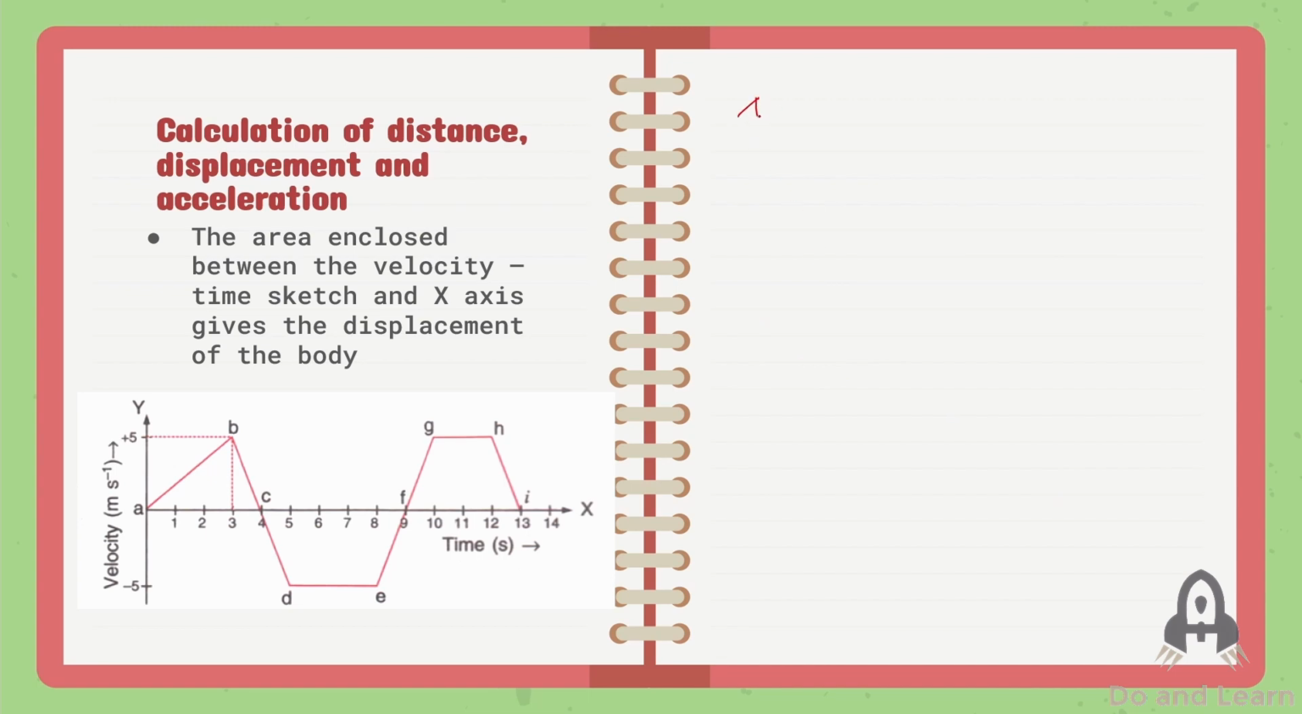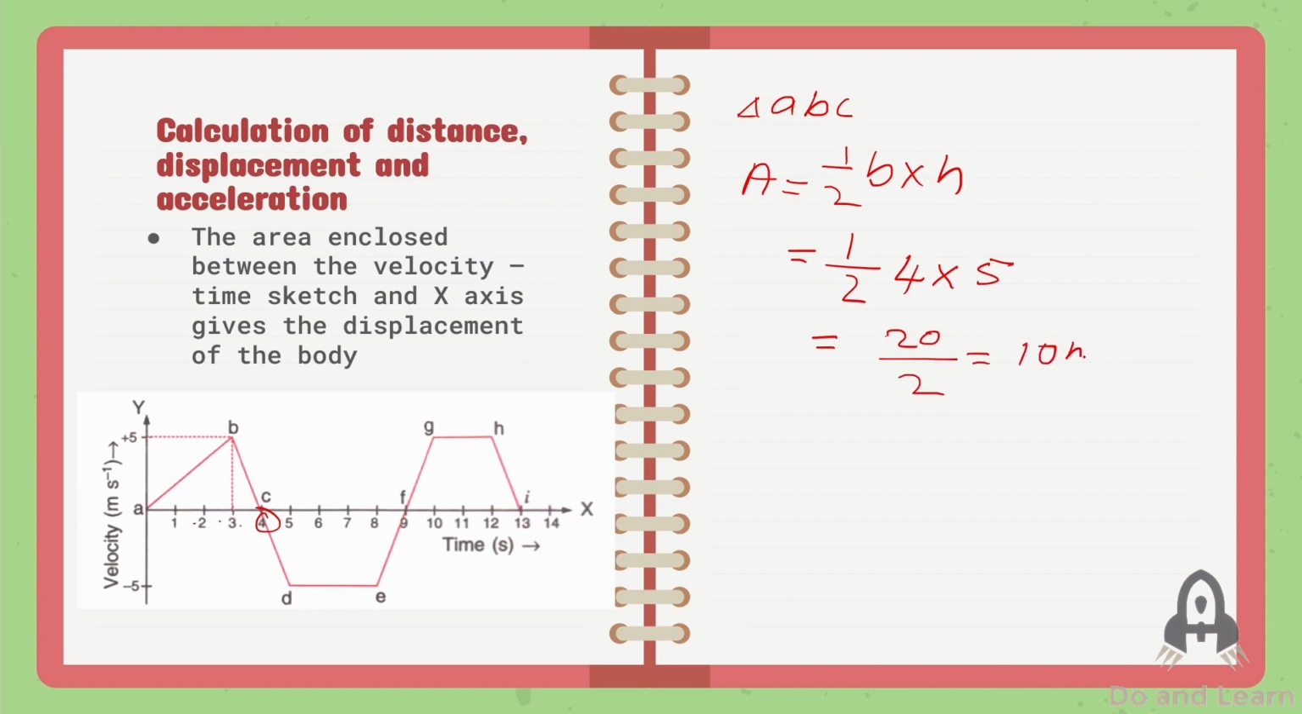Consider the triangle ABC. The area is equal to half base into height, that is equal to half. What is the base? 0, 1, 2, 3, 4, till 4. Therefore 4 multiply height. Height is how much? 5. 4 multiply 5, 20, divided by 2 equal to 10 meter. The object travels 10 meter along the curve AB and BC.